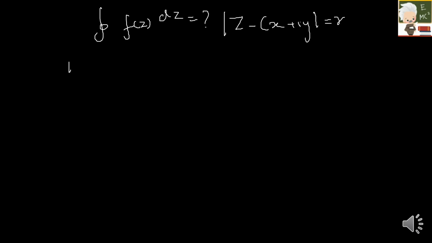So a closed integral of f(z) dz. You have to evaluate this integral, and the region would be x + iy equal to some radius. So the first step is to find the singular points. You should be very clear with these three steps. So find the singular points.